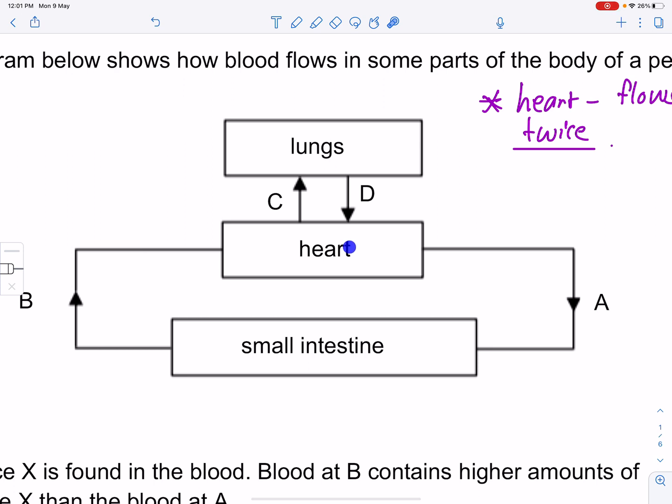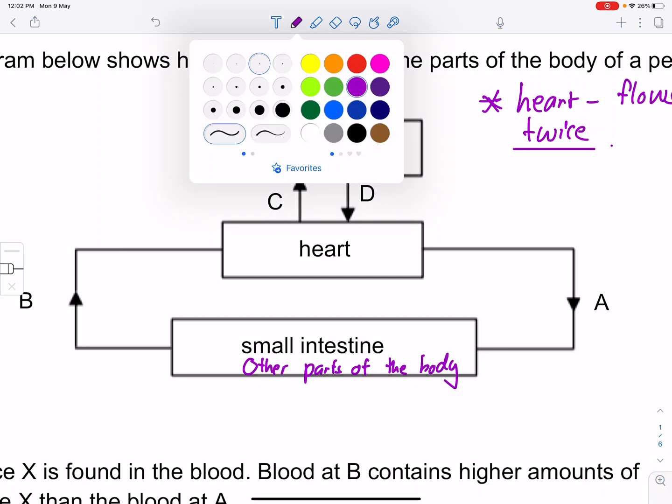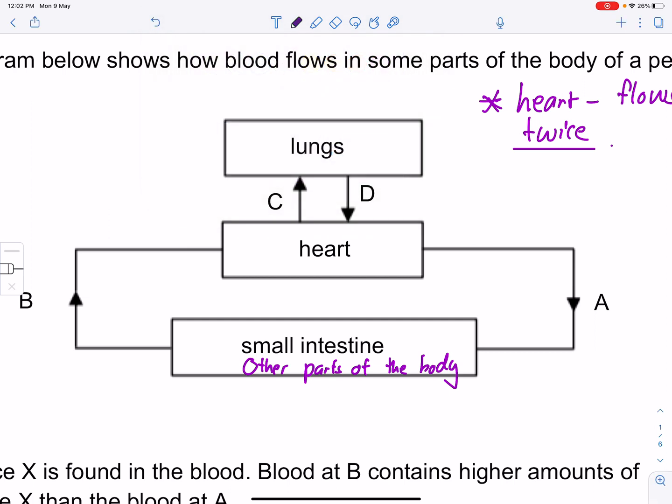Now your heart, when it first starts off, I'm going to use red to denote oxygenated blood. It will flow up from your heart to your small intestine. Now your small intestines can also be counted as any other parts of the body. Alright, that's fine. Now inside, a very important process actually takes place. This is known as your respiration.